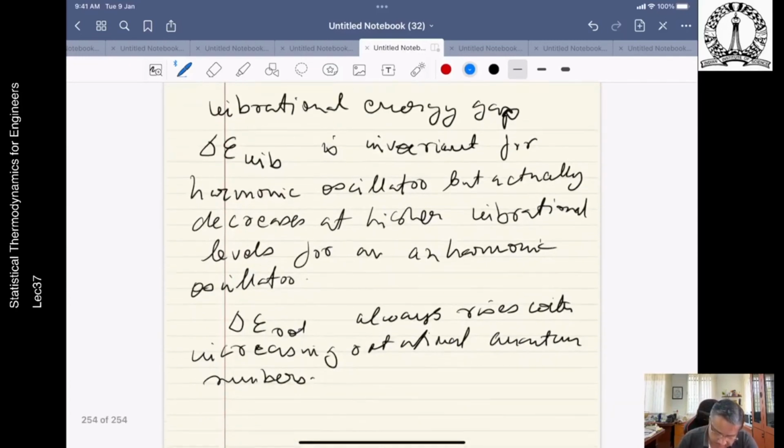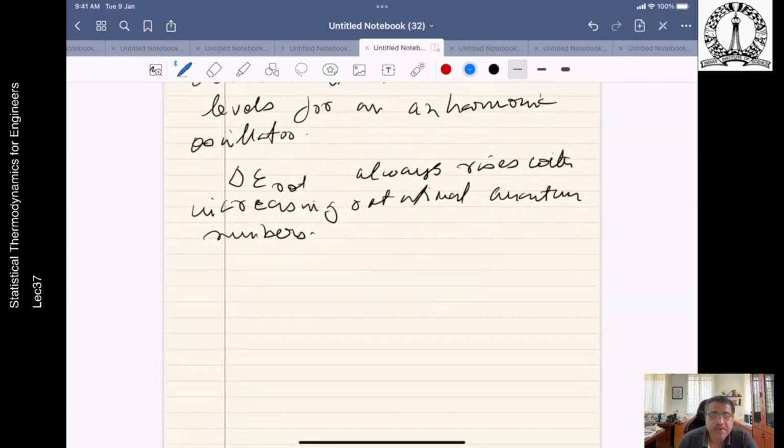We also note here that delta E rotation is greater than delta E vibration, and this is definitely less than delta E electronic. In other words, the energy gap for a vibrational mode is less than that for the electronic mode, but greater than the rotational mode. This result, of course, is consistent with the characteristic temperatures.